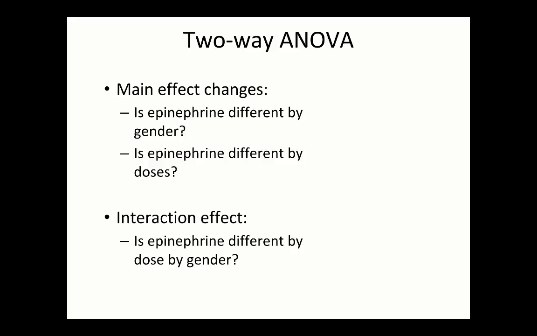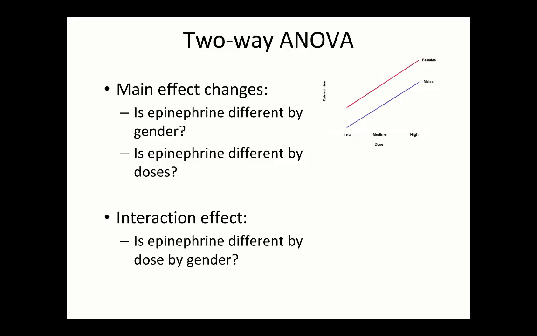For instance, our example would measure if epinephrine differs by gender as one main effect, and the other measures if epinephrine differs for each dose. The other type is an interaction effect, where we could look at the differences between both categorical variables as they relate to the response variable. For instance, determining if epinephrine is different by dose by gender.